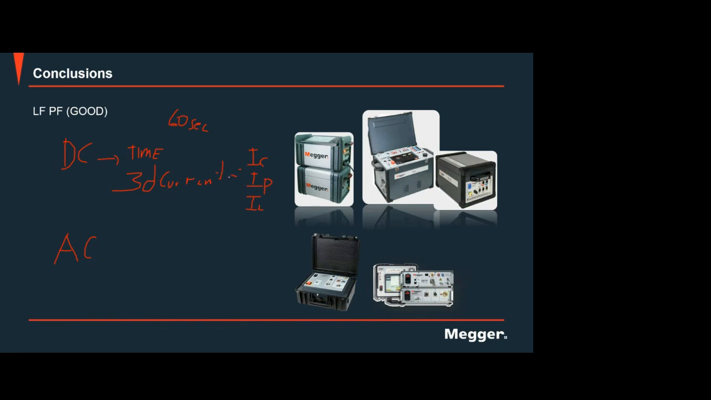So why 60 seconds? Because we are allowing these two currents to happen first. But we should not include this in our computation of resistance. Okay? We let them happen first. That's why we need 60 seconds, because we are sure that after 60 seconds, the only remaining current that we are looking at is the leakage current.